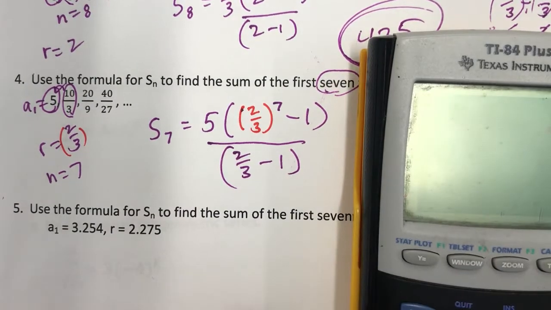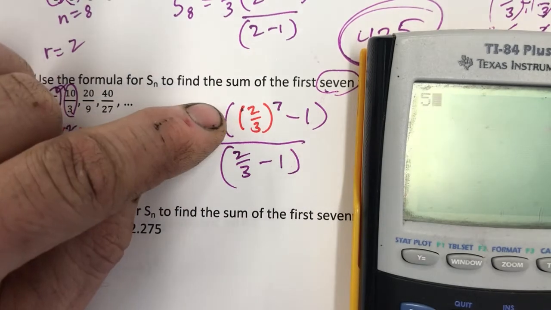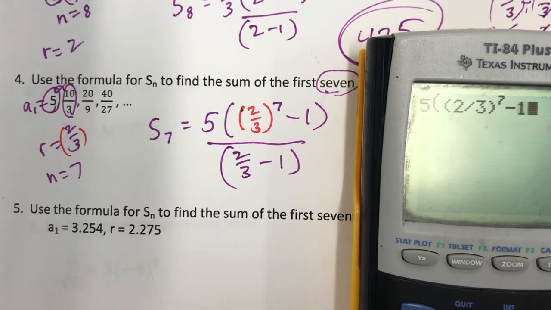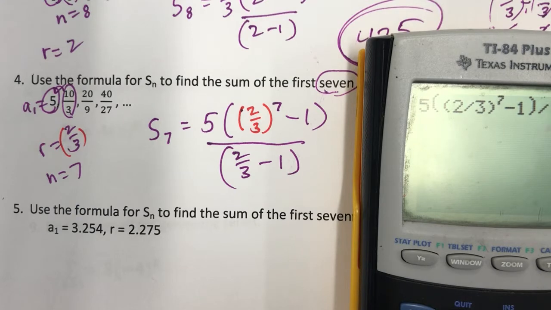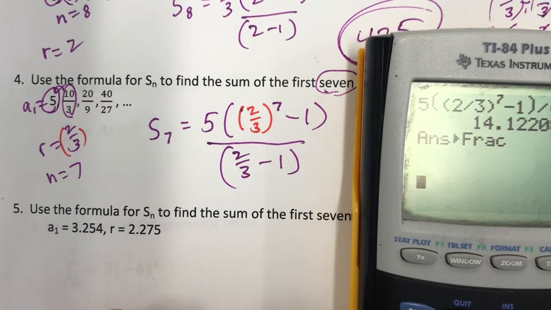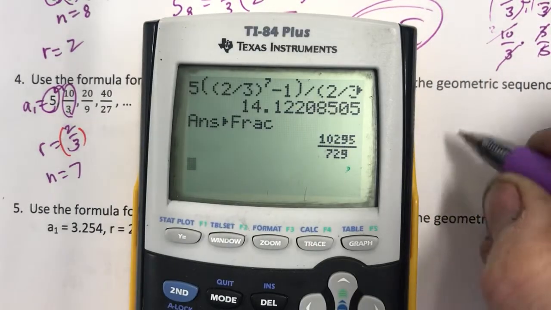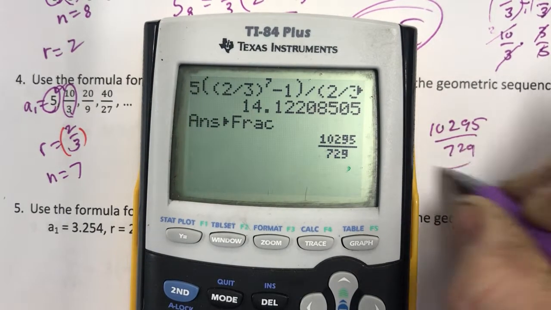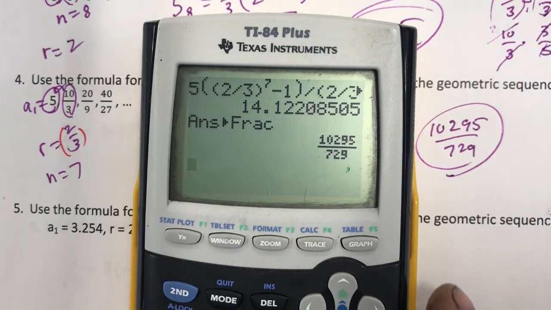So 5, and I got double parentheses, and I got 2/3. Close that up to the 7 power minus 1, divide by, and then I got 2/3 minus 1. And I got 14.122. Now, if I change it to a fraction, it comes out to be this. Oh, I didn't have it on the screen very good. So that's 10,295 over 729.